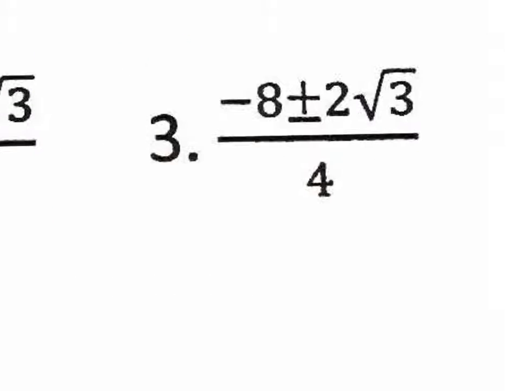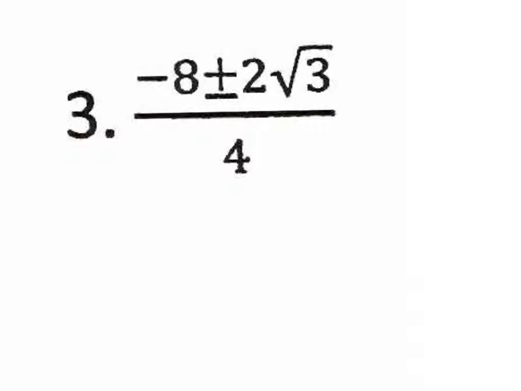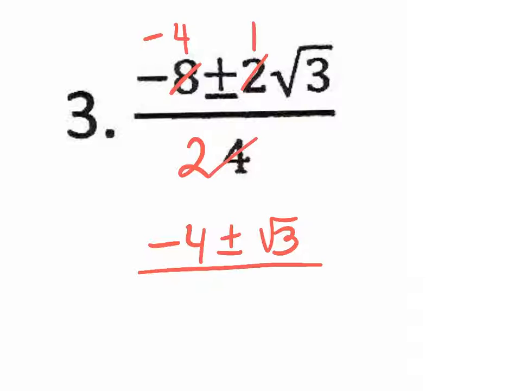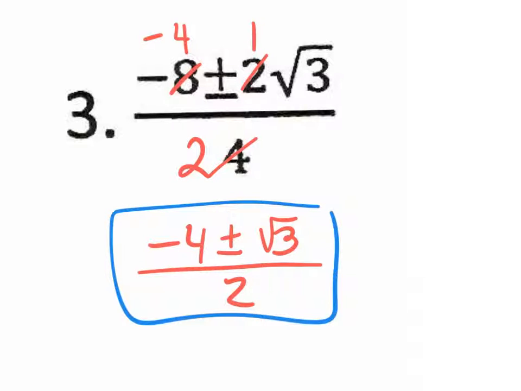Okay, let's move on to number 3. What could I reduce all these 3 terms by? 2. By 2, right? The 2 cancels, you get a 1. The 2 into 8 will give you a 4 with the negative in front. The 2 right there will give you 2 on the bottom. So your final answer will be negative 4 plus or minus square root of 3. You don't need the 1, all divided by 2. This is what you're going to see on the multiple choice on the final exam.